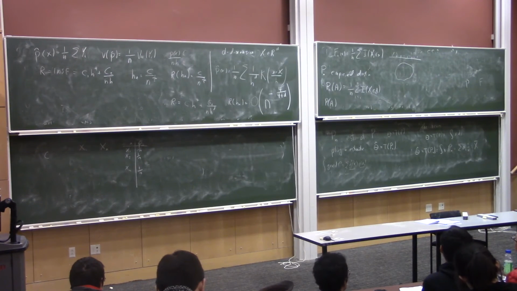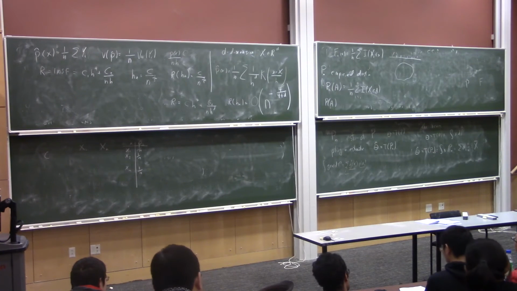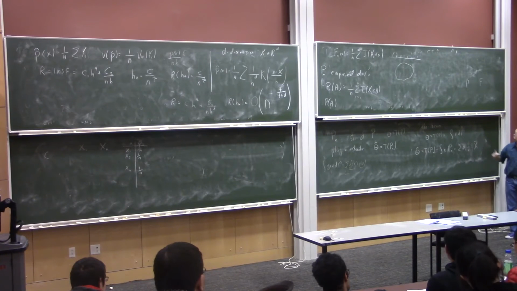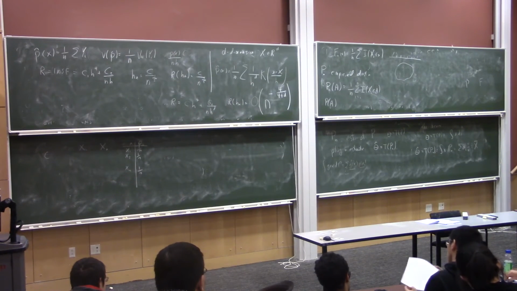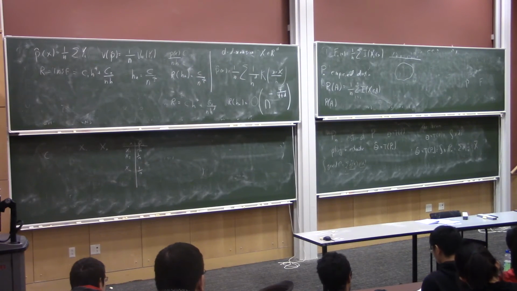Is there a case when dP_n is not discrete and it's continuous, or is it always going to be discrete? The empirical is a discrete thing by definition. The empirical is defined to be discrete.